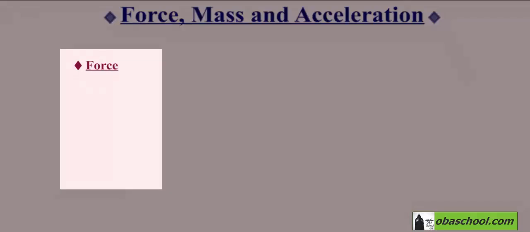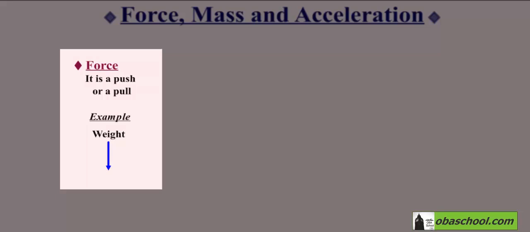Force, mass, and acceleration. In this tutorial, we'll learn more about each component and how they are related to each other. The force, we discussed the force thoroughly in chapter 2, and we said that it is a push or a pull on an object. For example, the weight force or gravitational force pulls the object downwards.